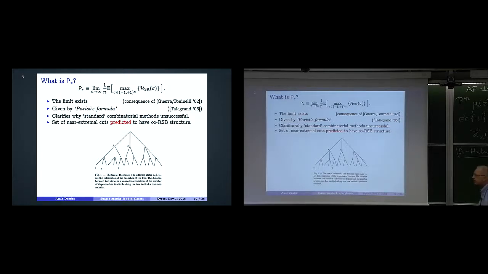So it's not a very easy thing to do, but it can be written in a relatively concise way, so it looks elegant. And moreover, Talagrand in 2006 actually verified Parisi's formula mathematically. So the theorem is that this variational problem expression is equal to this limit.